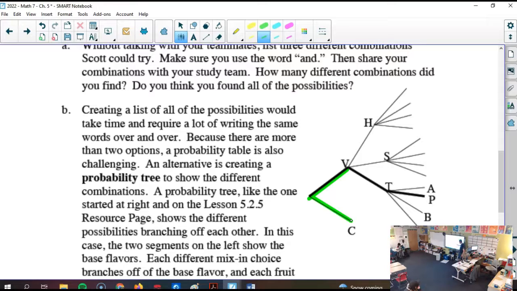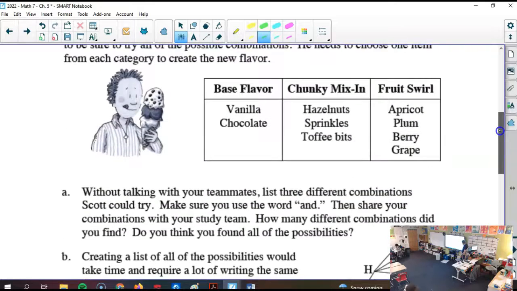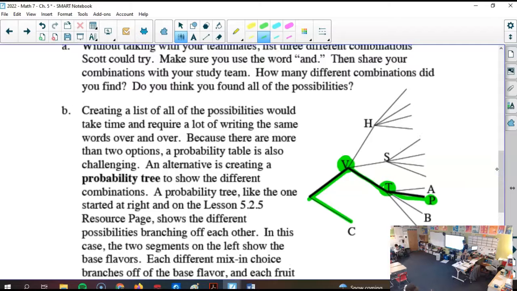So in the universe where I made the choice vanilla, then I have to choose hazelnuts, sprinkles, or toffee. But I still need to think about this, right? I still need to fill this in. So on your paper, you need to fill in the chocolate choices too. But then up here, what I'm following is if I chose vanilla and now I choose some toffee bits, and then the choice I have to make is what fruit mix in. And they do peach, I think it was peach, plum. Not even sure what plums taste like.